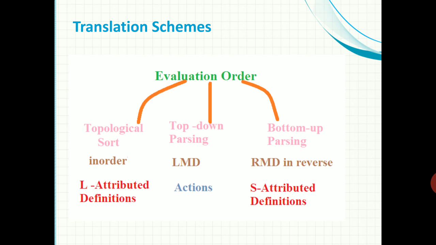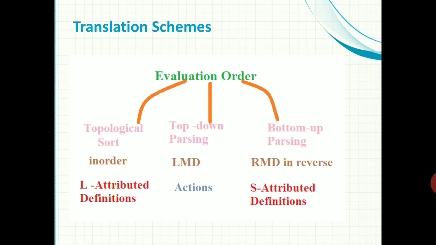Topological sort means it is going to evaluate the tree or expression in order. That is used in L attributed definition. Then top-down parsing, we are following the leftmost derivation, that is used in only actions. That is, it contains only print statements or anything. It does not contain attributes, only actions.